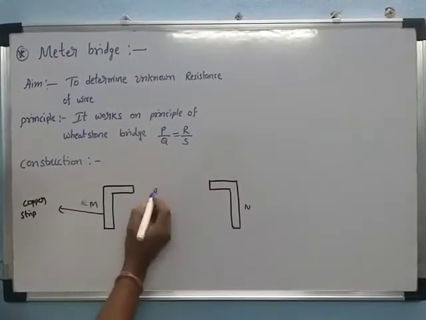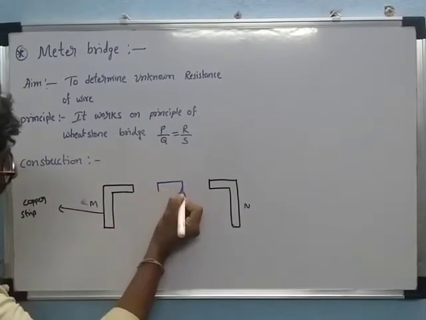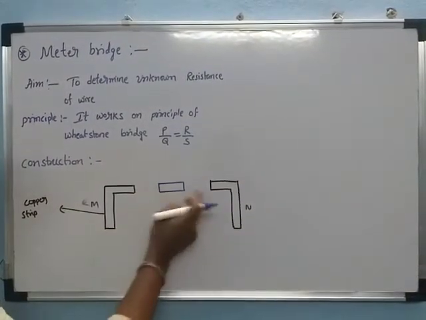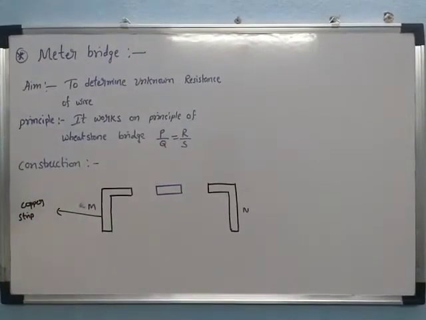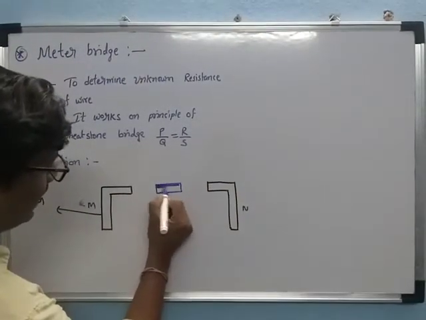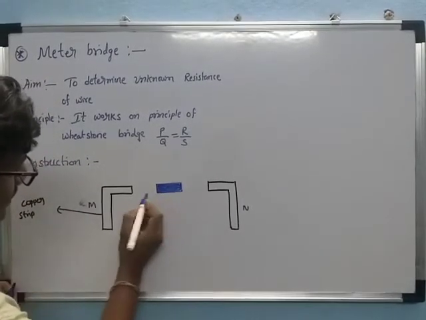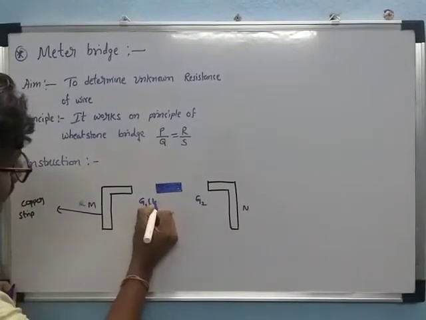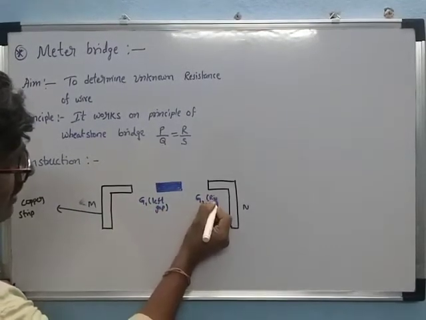Now between these two L-shaped copper strips, another copper plate is introduced, and two gaps are formed. One gap is called G1 and the other gap is called G2. G1 is also called the left gap, and G2 is called the right gap.